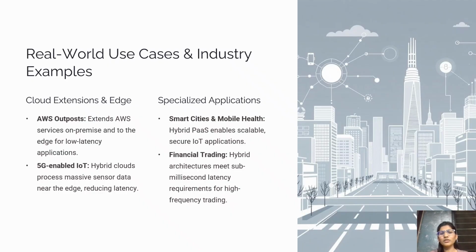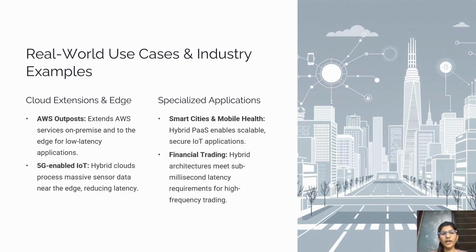Some industries already use this. AWS Outposts extends AWS to on-premise servers for low latency apps and also 5G plus IoT. Hybrid clouds process tons of sensor data near the edge, right? Then smart cities and healthcare for traffic monitoring and mobile health apps. Financial trading needs ultra fast speeds and hybrid helps here.